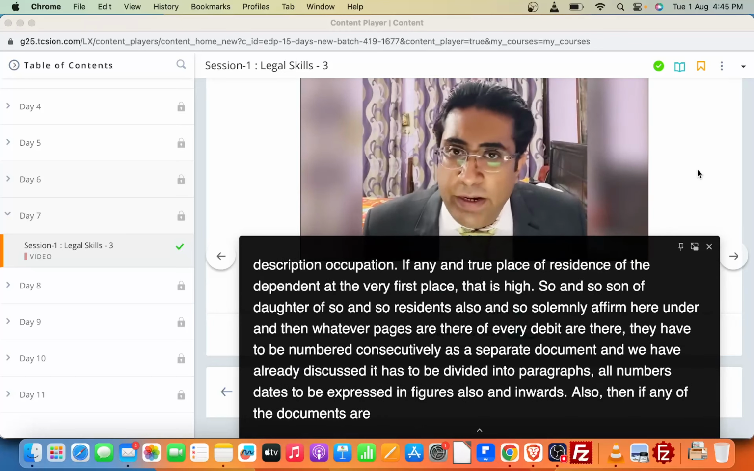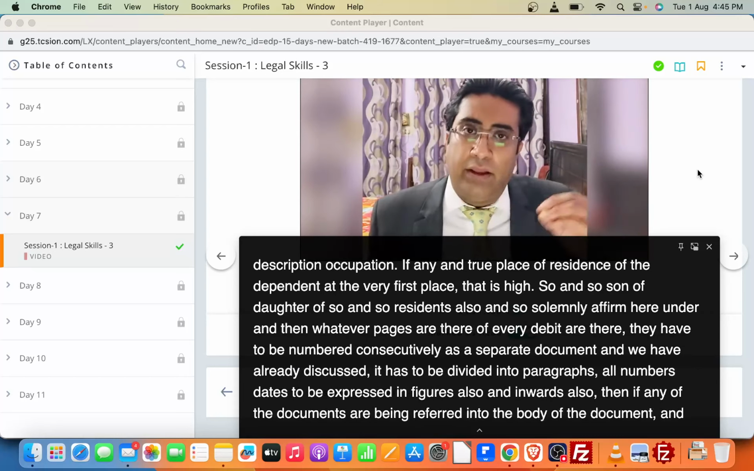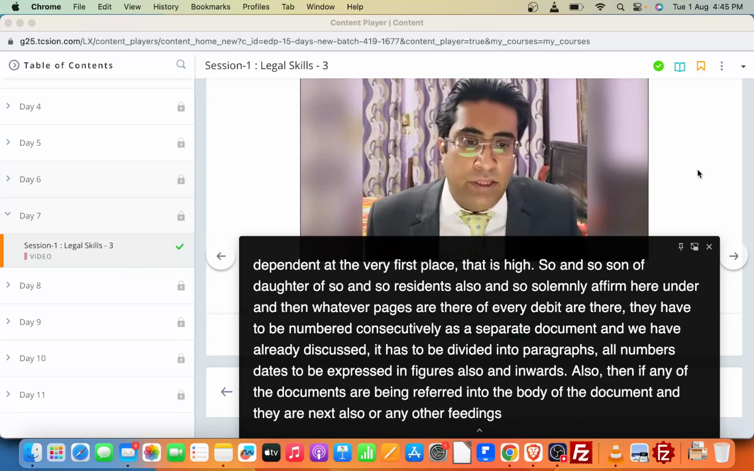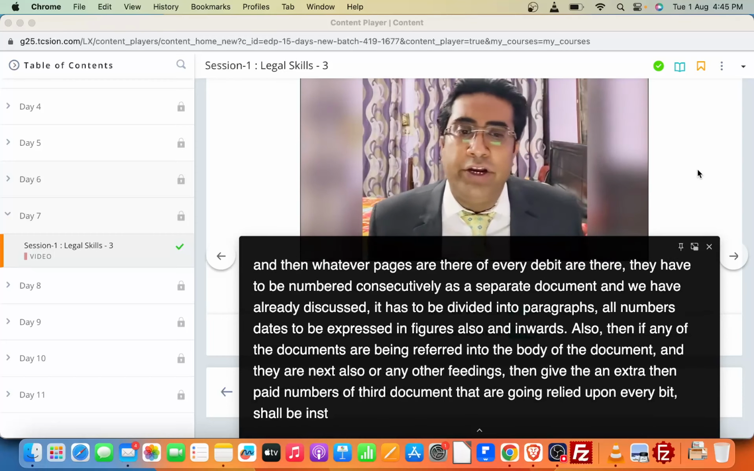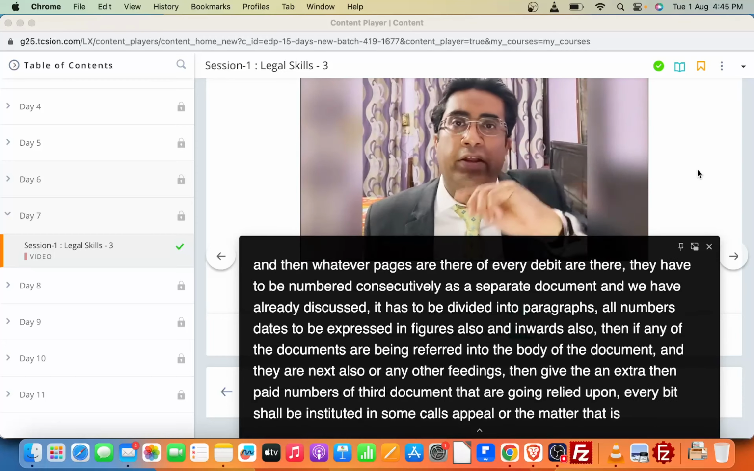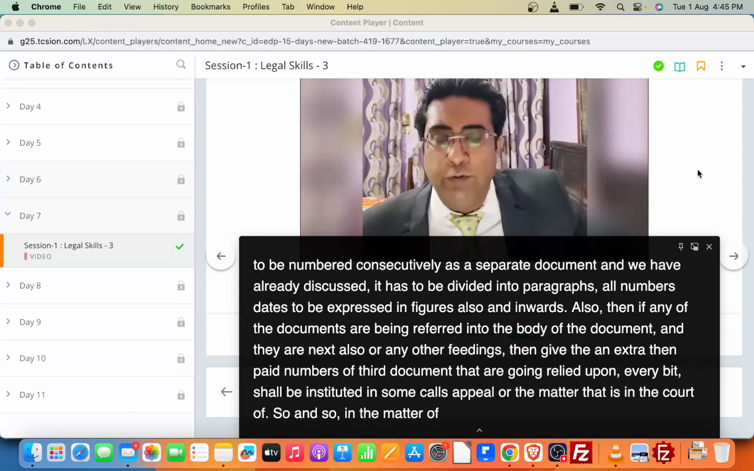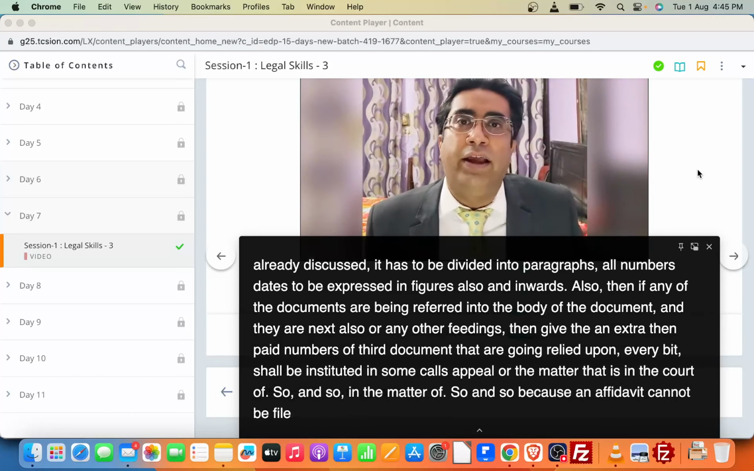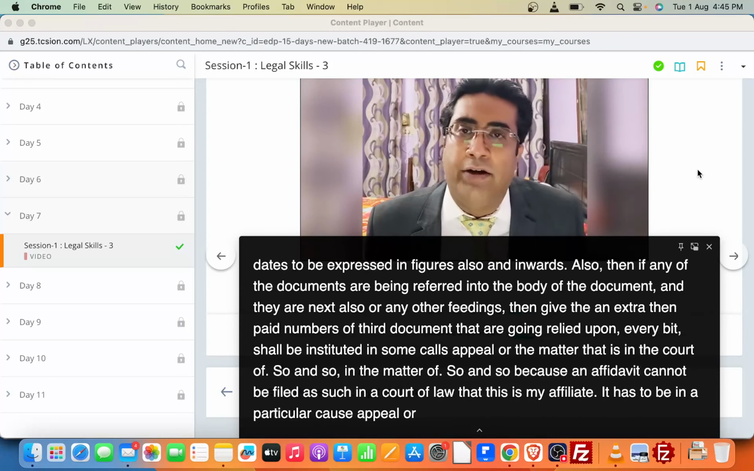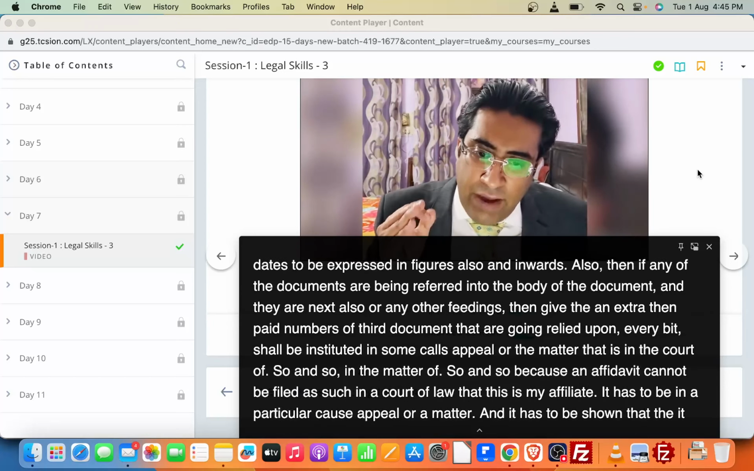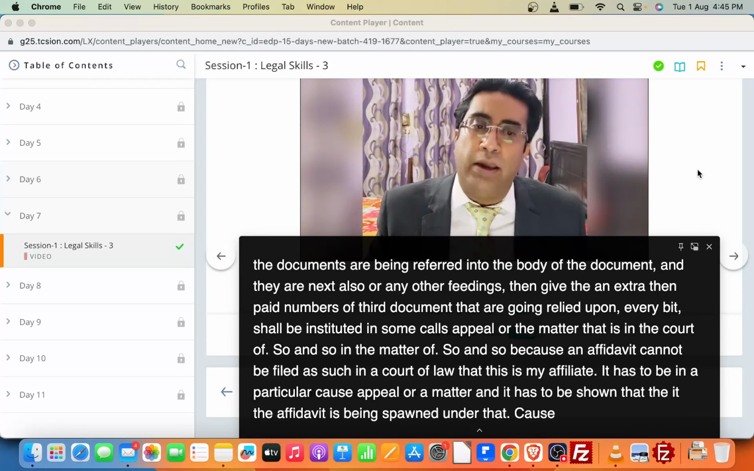Then if any documents are being referred to in the body of the affidavit and they are annexed also, or any other pleadings, then give the annexures and page numbers of such documents that are relied upon. Every affidavit shall be instituted in some cause, appeal, or matter. That is, in the court of so-and-so, in the matter of so-and-so, because an affidavit cannot be filed as such in a court of law saying this is my affidavit. It has to be in a particular cause, appeal, or matter, and it has to be shown that the affidavit is being sworn under that cause, appeal, or matter.